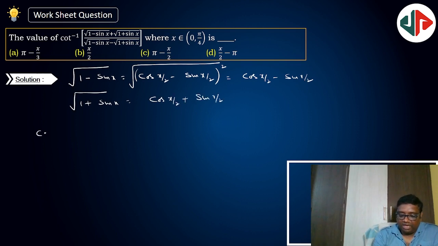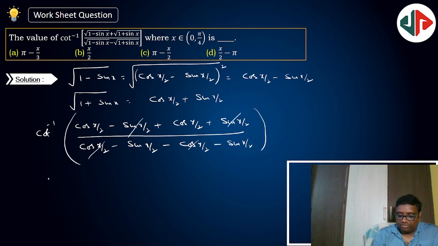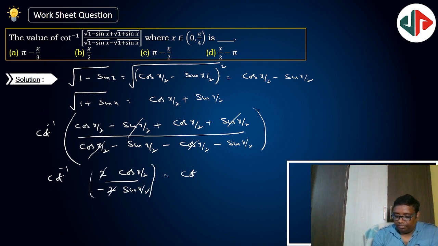So if you simplify, cot inverse of (cos of x by 2 minus sin of x by 2 plus cos of x by 2 plus sin of x by 2) by (cos of x by 2 minus sin of x by 2 minus cos of x by 2 minus sin of x by 2). The sin and cos terms cancel. Cot inverse of 2 times cos of x by 2 by minus 2 times sin of x by 2. So it becomes cot inverse of minus cot of x by 2.